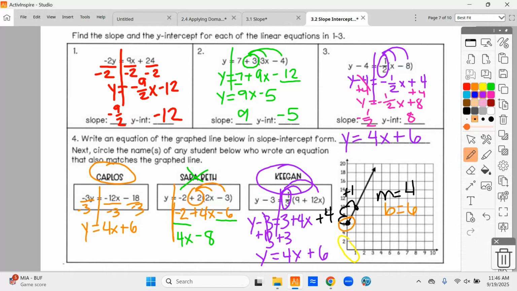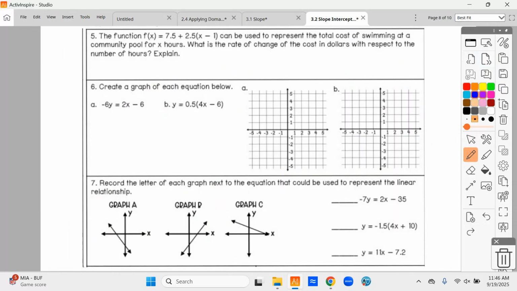Go ahead to the back, and we're back to functions. The function f of x equals 7.5 plus 2.5 times x minus 1. It can be used to represent the total cost of swimming at a community pool for x hours. So right now I want you thinking, x is your domain, okay? The total cost is your range. It's not what it's asking, but think about that.